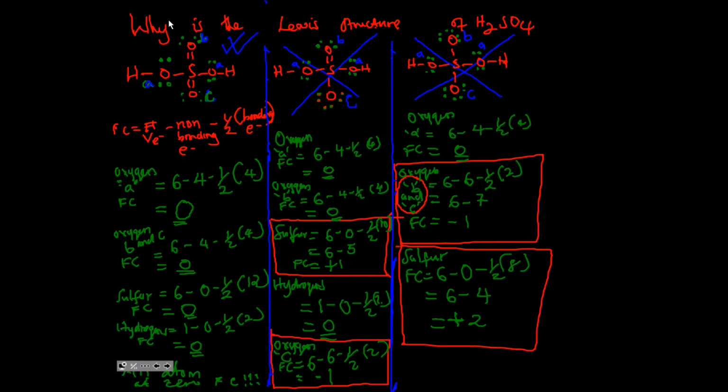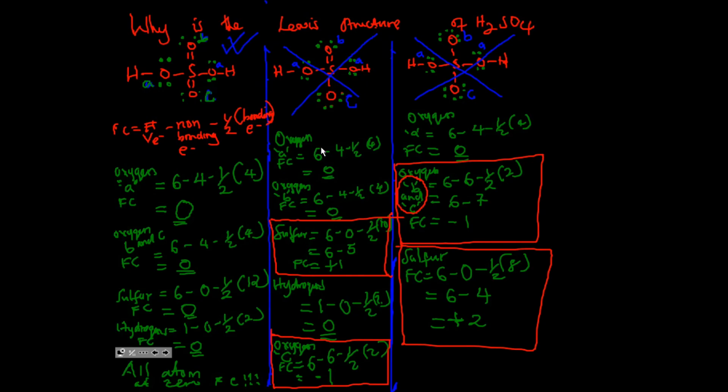For the hydrogens, each of these hydrogens has a valency of 1. There is no lone pair on these hydrogens, so it's 0. And then each of these hydrogens has 1 bond. 1 bond is 2 electrons, so it's 2 electrons. So 1 minus 0 minus half of 2, you get 0. See, all the atoms here have a formal charge of 0, so that's why this is the best Lewis structure of sulfuric acid. Why are the rest of the 2 structures wrong?